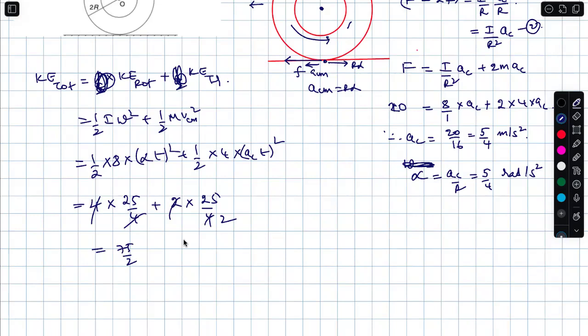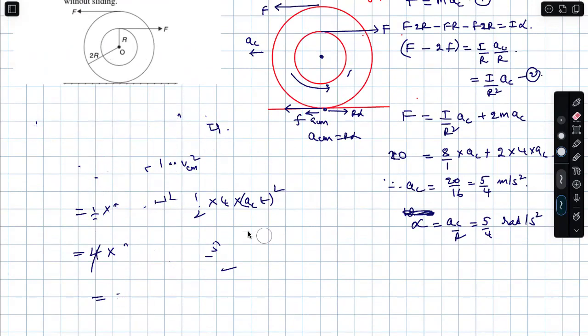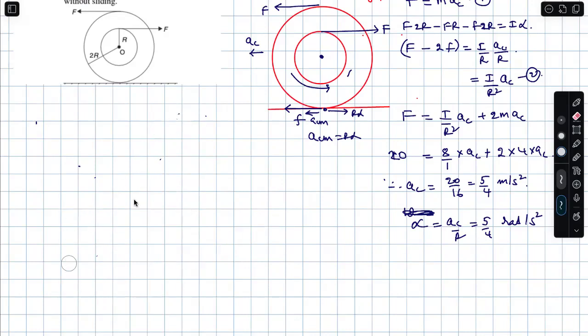Actually, I made a small mistake here. One minute. Small mistake is done, no one noticed. AC is not R alpha. AC is 2R alpha.